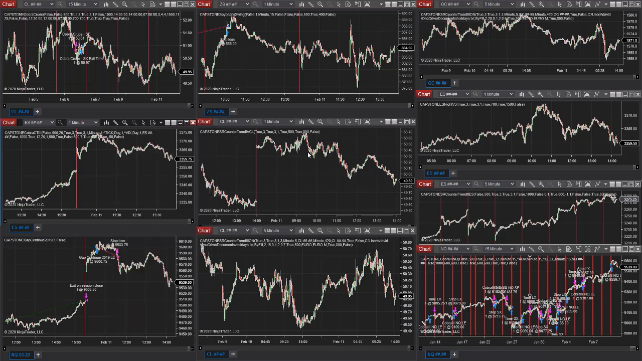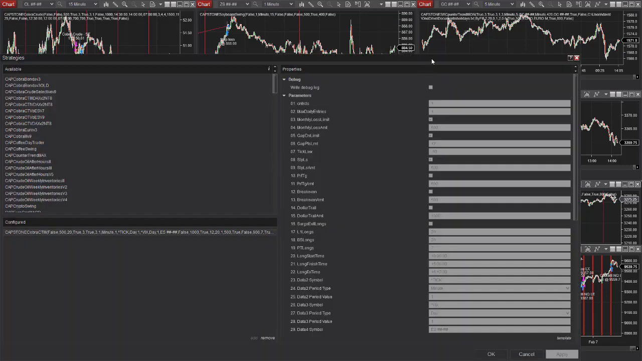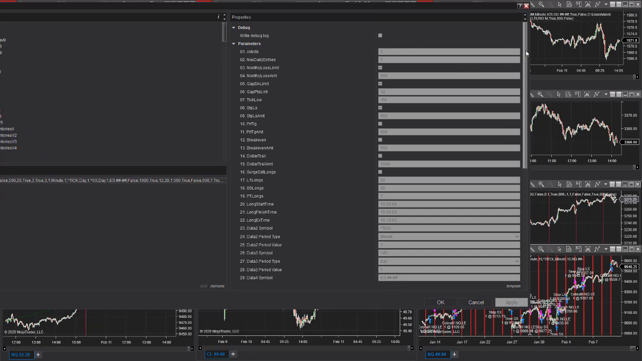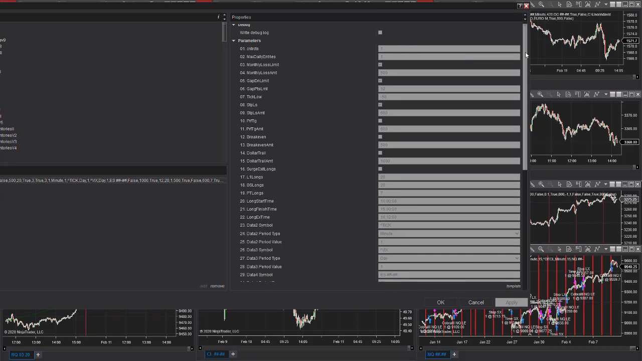Let's look at the strategies, and this is the strategy. This is the way it's set up in the strategies. Input settings: you have a monthly loss checked, $500. Gap down limit checked. Gap down limit point is 12. Tick low minus 50. Stop loss is $600.